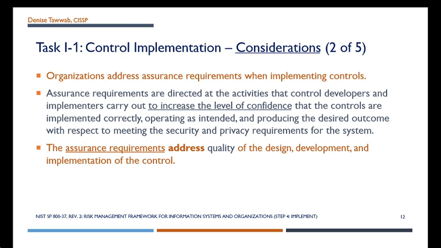All right, you're going to address assurance requirements when implementing the controls. Assurance requirements are directed at the activities that control developers and implementers carry out to increase the level of confidence that the controls are implemented correctly, operating as intended, and producing the desired outcome with respect to meeting the security and privacy requirements for the system. The assurance requirements will address quality of the design, development, and implementation of the control.